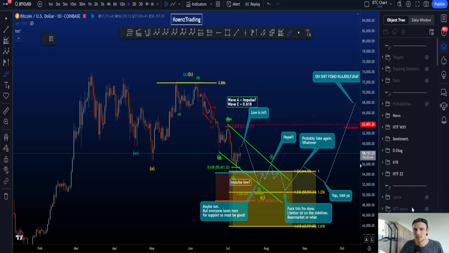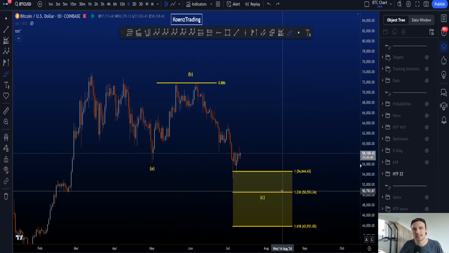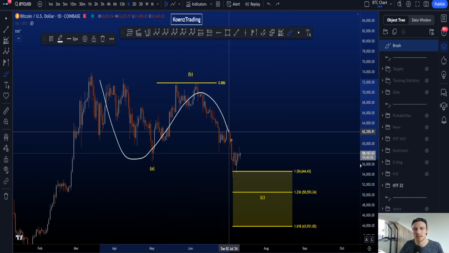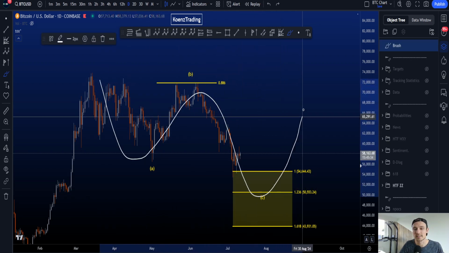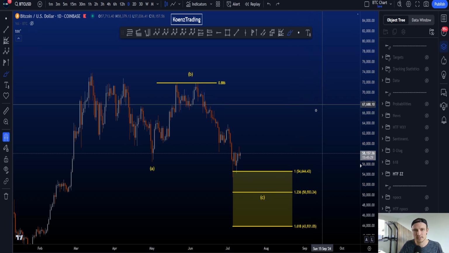Hi everyone, let's go over my bullish and bearish Elliott wave scenarios on Bitcoin, starting on the daily time frame with the first bullish scenario where we are looking for a three-wave corrective structure, a zigzag 5-3-5, after which we aim for continuation to the upside.